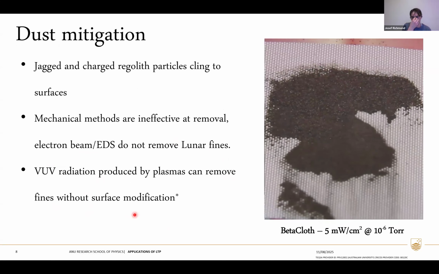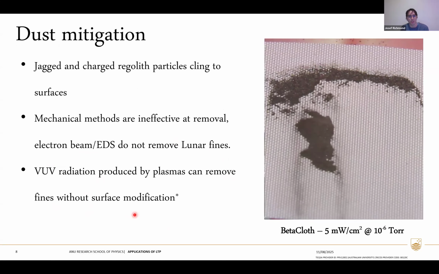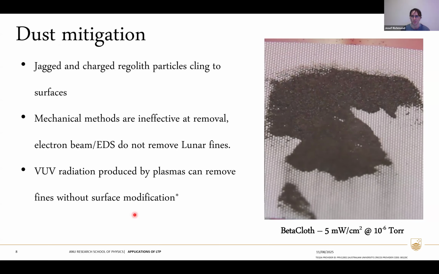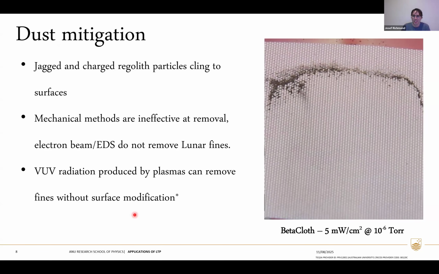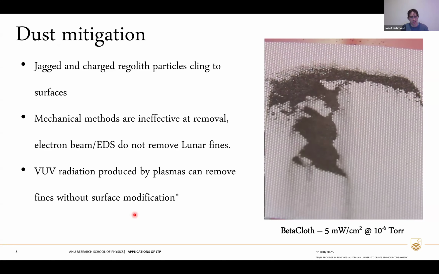Then there's dust mitigation. I gave that a really good introduction before, and so did David with his book. As we all know, the moon is covered in this jagged, sharp, abrasive dust. It's a real pain. If you haven't read the Apollo transcripts, they're quite funny. Them dealing with this stuff, trying to vacuum it off, it doesn't work. Chemical methods are not very effective at removal. There's a bunch of other methods.